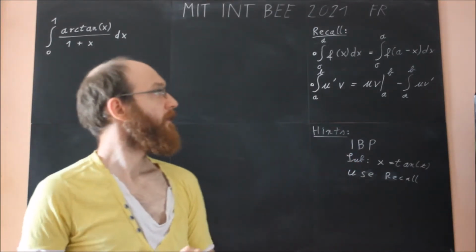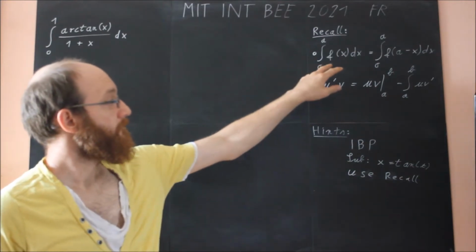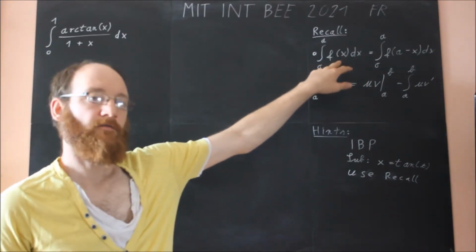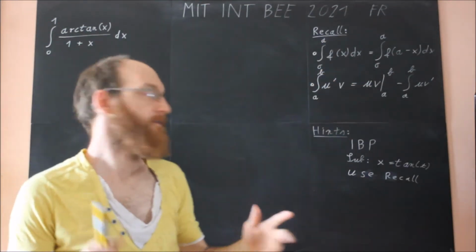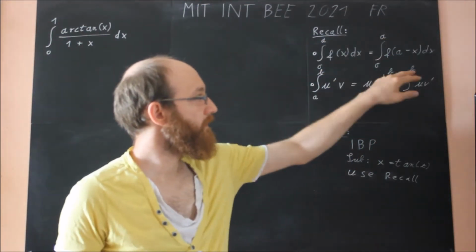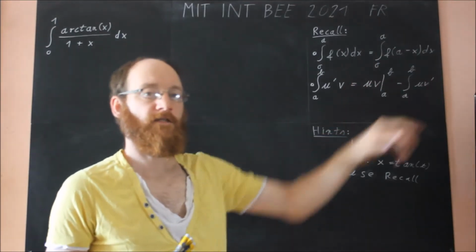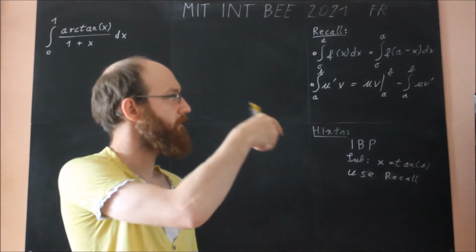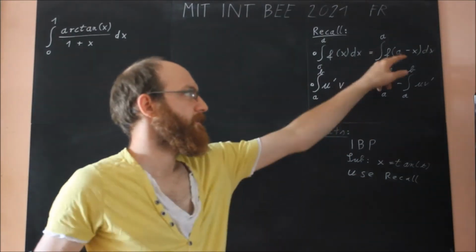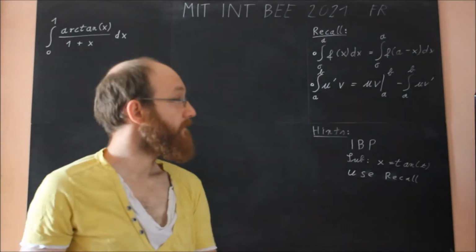So first I want to remember this property: the integral from 0 to a of f of x dx is the same as the integral from 0 to a of f of a minus x dx. I will not prove it, you can prove this by yourself. Make an easy substitution and you get this immediately.